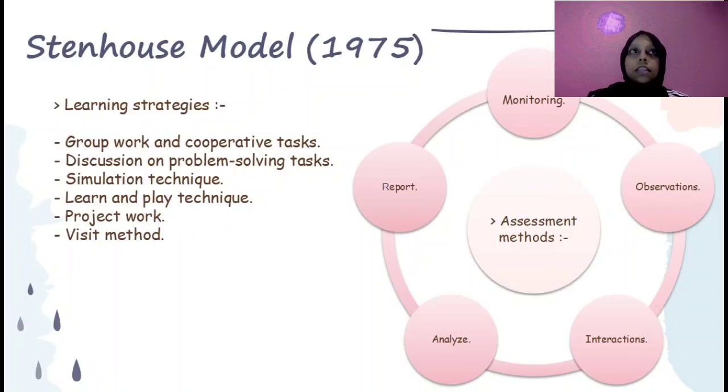In this Stenhouse model, there are some learning strategies applied, such as group work and cooperative tasks, discussion on problem-solving tasks, simulation technique, learn and play technique, project work, and visit method. All these strategies are used to encourage the students to build their own skills and be more competent and collaborative in group discussions. And then the assessment methods used in this Stenhouse model are monitoring, observation, interaction, analysis, and report, where the teacher will analyze and monitor the students' ability to conduct all the learning strategies that I listed just now and evaluate them by the ability that the students show.